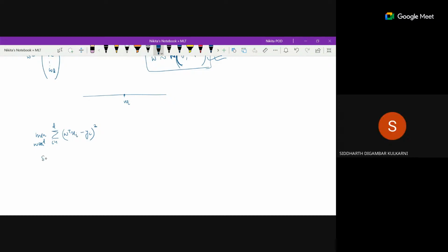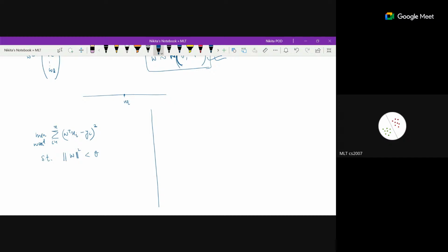I varies from 1 to n, correct. Subject to the constraint that the norm of W, the length of W, is less than theta. And for any lambda you choose, you will always have a theta, some value that you get. So this is the way you can write the ridge regression problem.